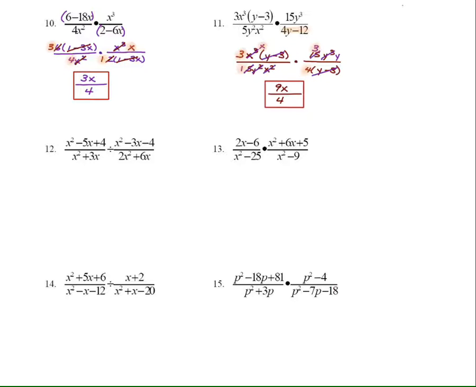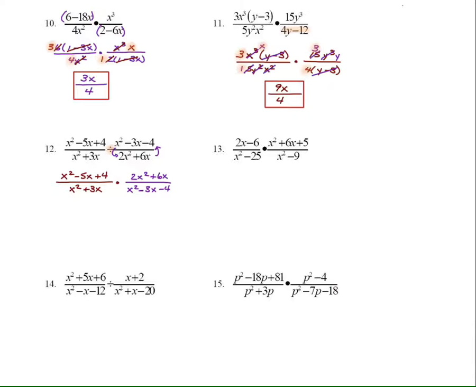Number 12, I have 2 rational expressions being divided. So the first thing I like to do is change it to a multiplication problem. So keep the first fraction as is, and then times the reciprocal of the second fraction. So that's the first step I do. If you do that first, then we would handle it just like we did previous problems.